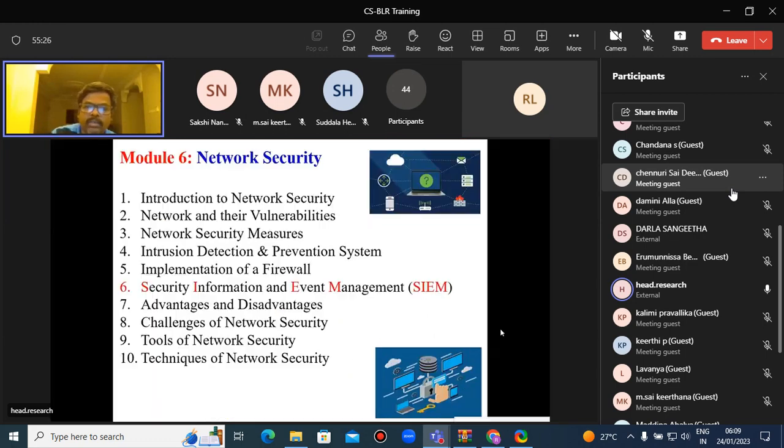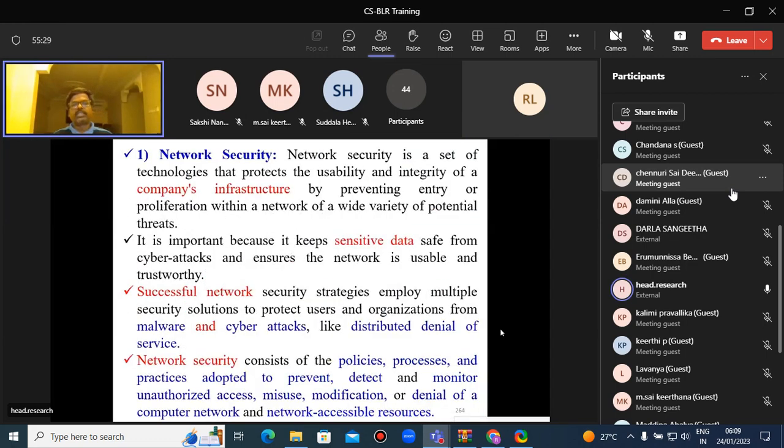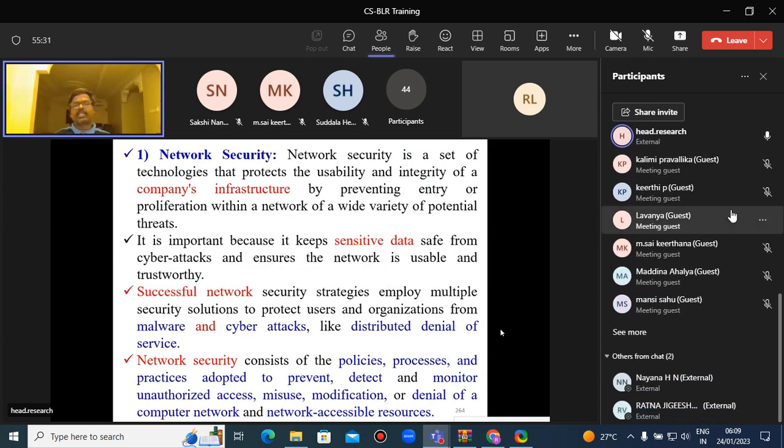Now see the definition of network security. Network means a collection of interconnected computers in the fashion of local area network, wide area network, metropolitan area network is called a network. Security means providing security for the data at the network level. It is a set of technologies that protects the usability and the integrity of a company's infrastructure by preventing entry or proliferation within a network of a wide variety of potential threats. That is called network security.